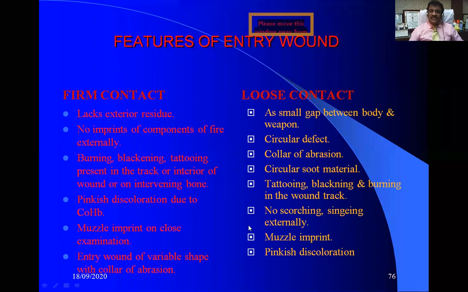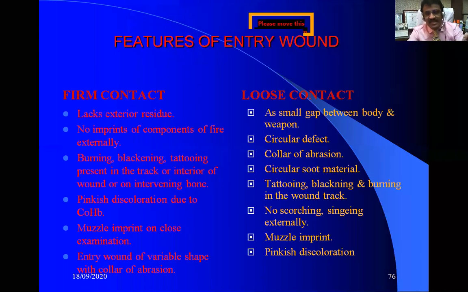Now, features of entry wound from firm contact and features of entry wound from loose contact. I have given here some points. See, these are the: lax exterior residue, no imprints of component of fire externally, burning, blackening, tattooing present in the track or interior of wound and intervening bone, pinkish discoloration due to, I think, carbon monoxide. Muzzle imprint on close examination, entry wound of variable shape with collar of abrasions, and for loose contact, so it is not in firm. Firm means it is now this is firm.